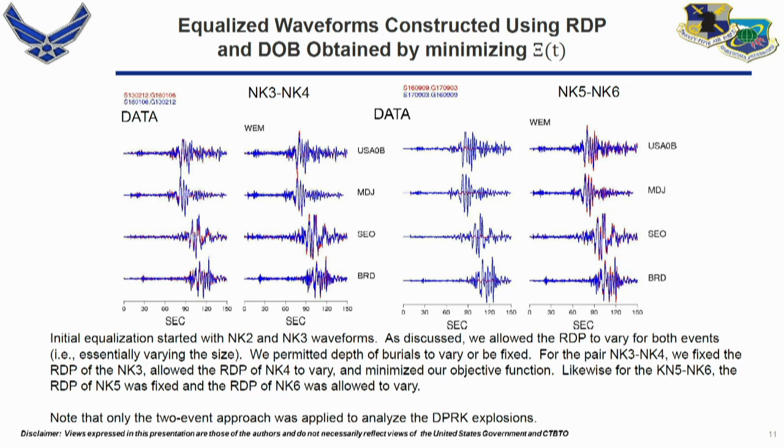On the right-hand side, I am putting NK5 and NK6. On the left-hand side, there's hardly any fit. On the right-hand side, the data is fitting fairly well. So equalization is working with two events. The question is, are the right yields coming out? As I told you before, based on my synthetic experiment, if I take only two events, they may not always go to the right solution. But if I take more events together, which I'm doing now and it's still continuing, most likely I will come back with the right solution.